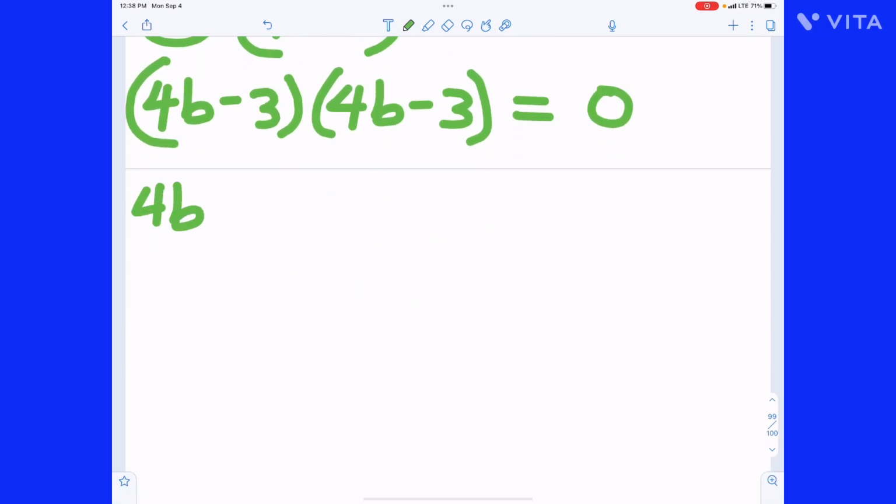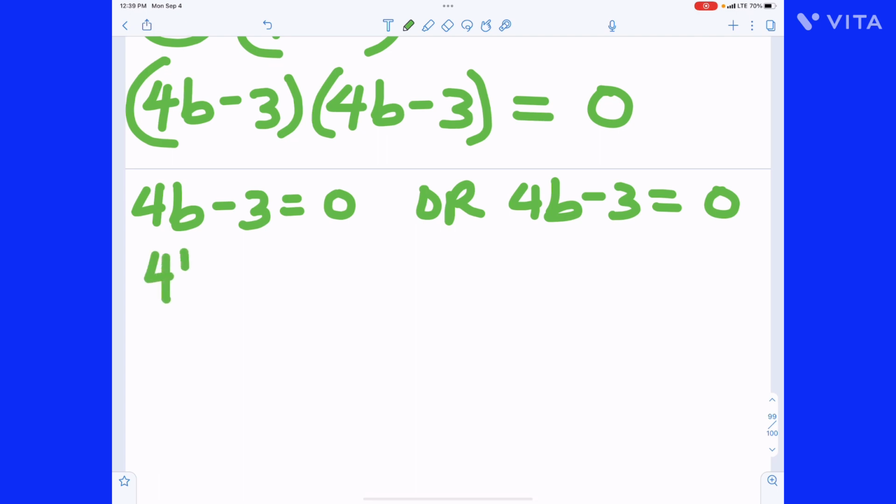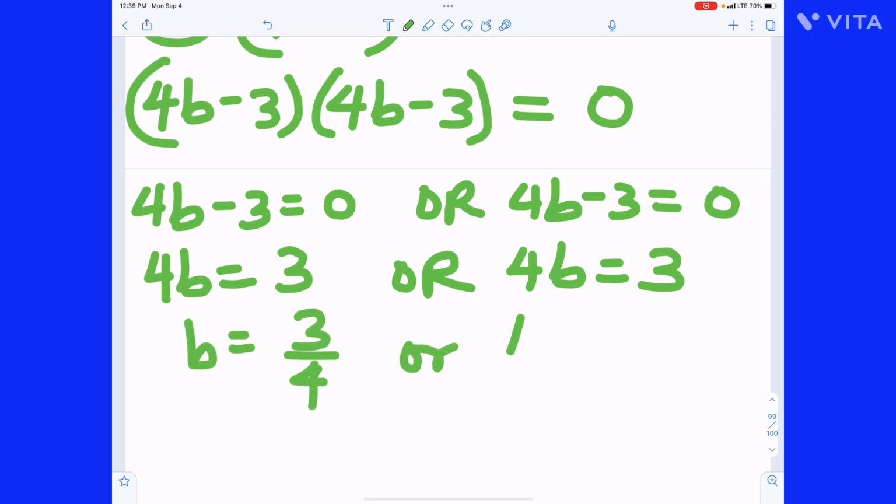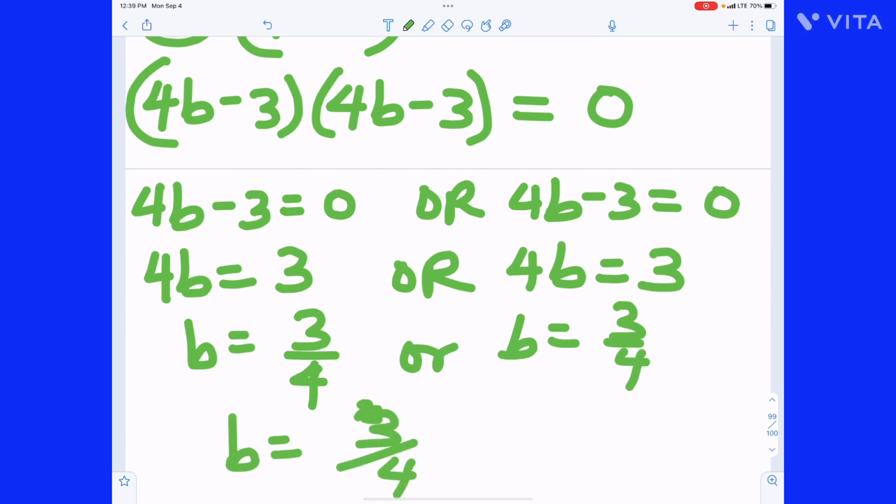4b minus 3 is 0, or 4b minus 3 is 0. 4b is 0 plus 3, which is 3. So b is 3 over 4, or b is 3 over 4. So b is 3 over 4, comma, 3 over 4. Exactly.